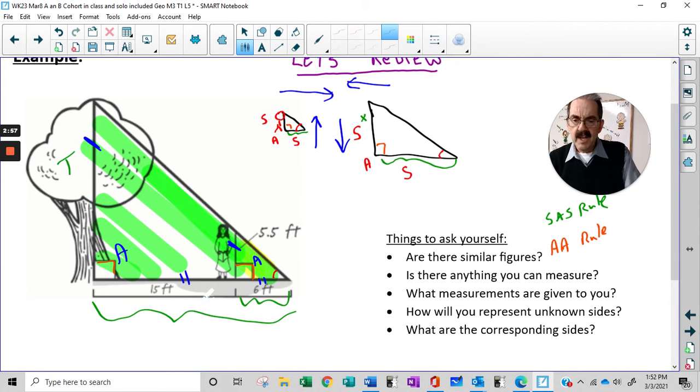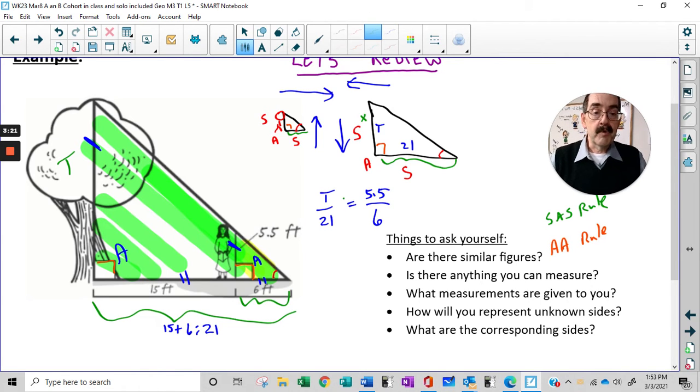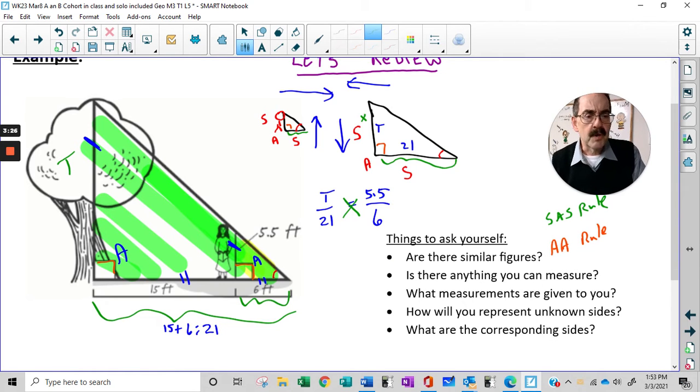Just for fun, this whole distance is 15 plus 6, so that's 21. So we had the tree to 21 is equal to the height of the girl, 5.5 to 6. This was one way to do it, and then we spent a couple weeks on this idea of cross multiply and solve. So that's a quick review.